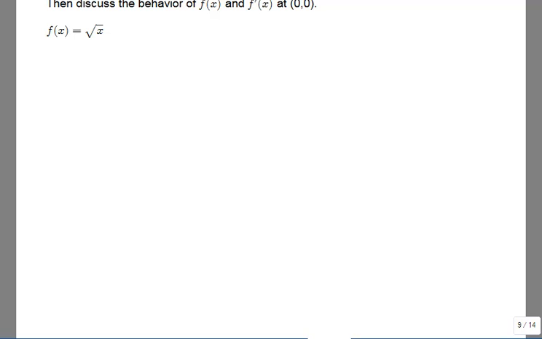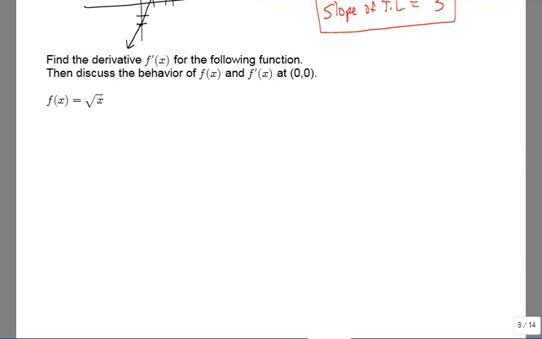All right. Now what we're going to start looking at are some derivatives, some slopes of tangent lines that have some odd behavior. Okay, so we're going to start with the function square root of x, and we're going to find the derivative of this function, and then we're going to look at the behavior of the function itself and the derivative at the origin (0, 0). So let's start by finding the derivative of this function. And since this is not a linear function, the only way we can find out what that derivative is going to be is by going back to our limit definition of the derivative.